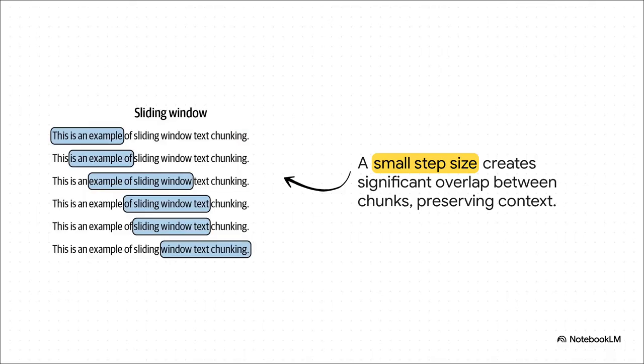Now, how much you slide that window over, what we call the step size, is absolutely crucial. As you can see here, a small step size means you get a ton of overlap between your chunks. This is amazing for preserving context and making sure the AI doesn't lose the plot. The only downside, it can be a bit slower because you're processing more chunks.